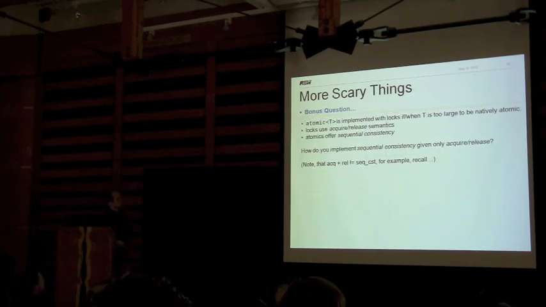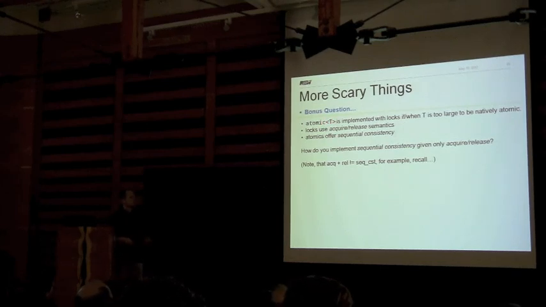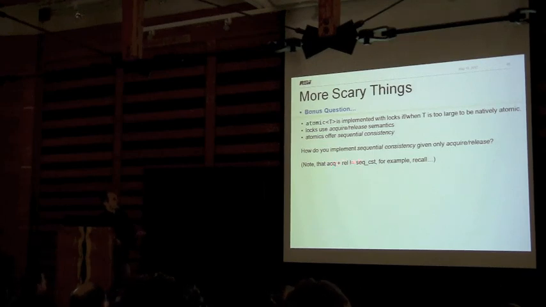So bonus question. We've got atomic T implemented with locks when T is too big to be natively atomic. Locks use acquire or release, but atomics give you sequential consistency. So how do you implement sequential consistency given only acquire or release? Maybe all your atomics are based on acquire or release locks, but yet you have to offer sequential consistency.